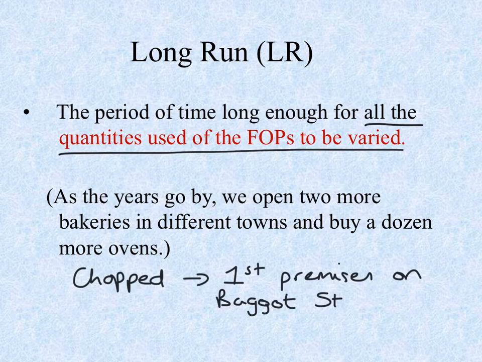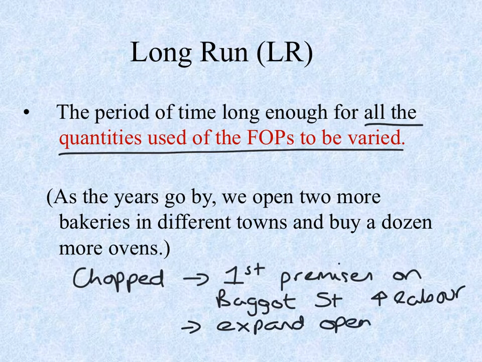A good example would be the restaurant Chopped. The first premises that they had was on Bagot Street, and when it got really busy, they would increase labour and opening hours. But then eventually it got so busy that they had to expand by opening more premises. And eventually they became a franchise, and now they have many different locations, and people buy the name of the franchise and have their own then.